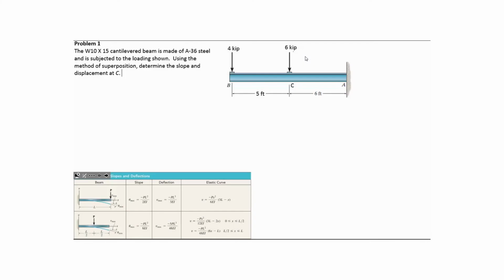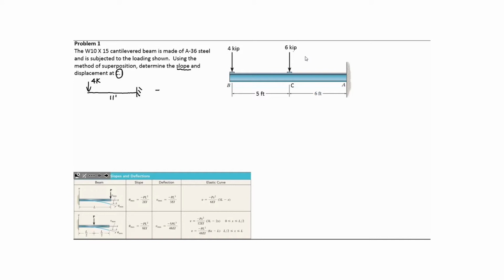So what we are going to do is try to find the slope at the C location. Using the superposition method today, we are going to divide the structure into two structures that are each under only one load. The first one is a cantilever with 4 kips, and the total length of the beam is 11 feet.